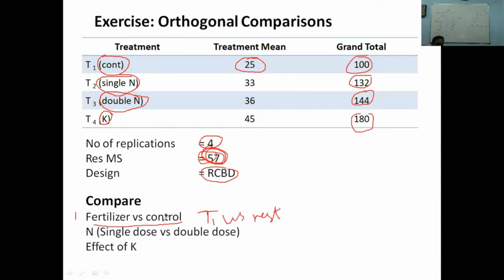So fertilizer versus control means T1 is the control, and T2, T3, T4 are all with fertilizer. So T1 versus the rest. Then you are comparing only within nitrogen, single dose versus double dose. That means T2 versus T3. I'm considering only T2 and T3.